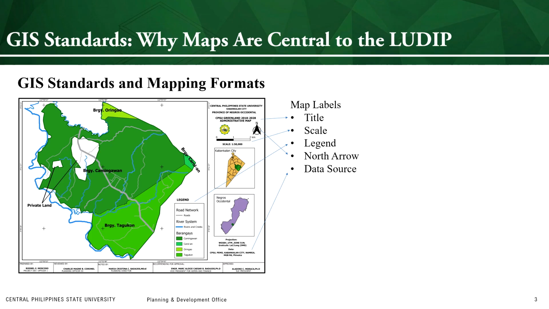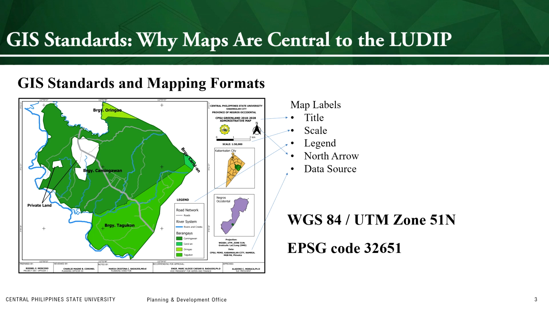All maps must be generated using standardized Geographic Information System tools, commonly known as GIS, to ensure spatial accuracy and usability. The standard coordinate system required for all geospatial data is WGS 84/UTM Zone 51N, with an EPSG code 32651. This is non-negotiable. It ensures that all campus maps across the CPSU system are spatially compatible and can be integrated into a unified institutional map.